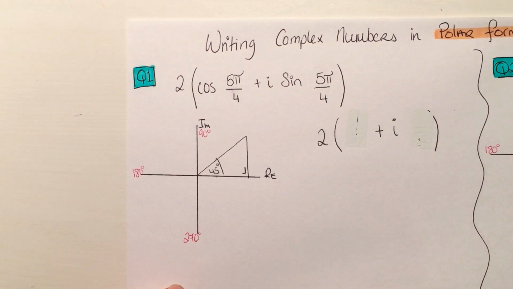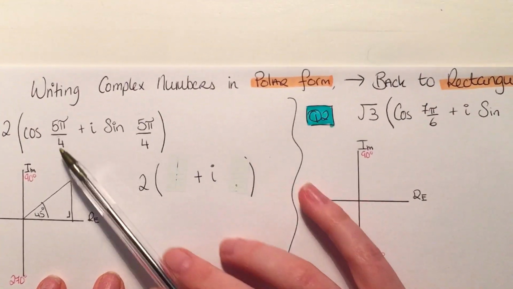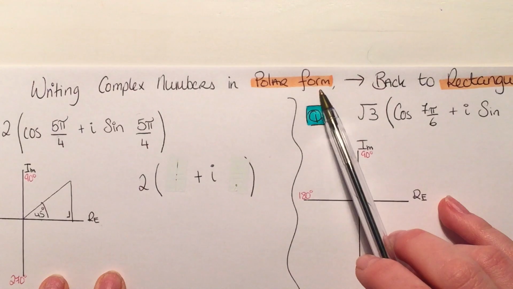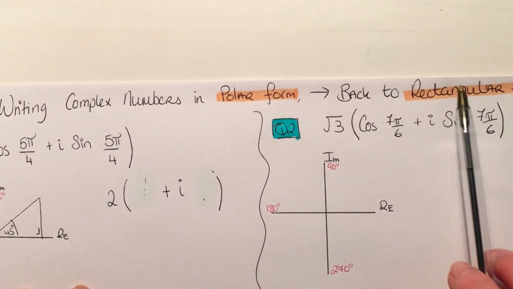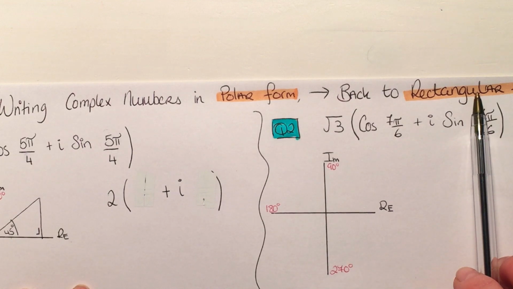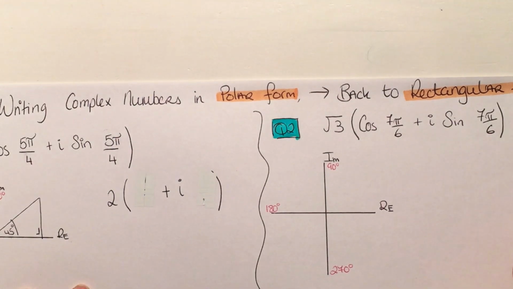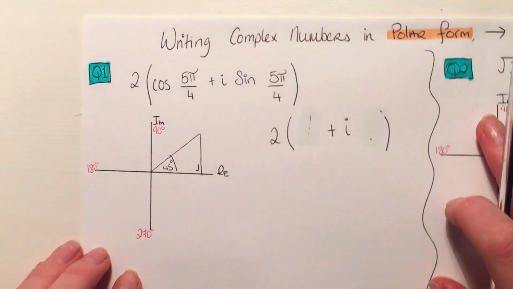Morning girls. So one last thing we need to do in complex numbers is going from polar form back into rectangular form. Okay, so you can see what we're going to do here today: writing complex numbers from polar form back into rectangular form. Now, rectangular form is your run-of-the-mill a plus bi form. Okay, so just a normal complex number.